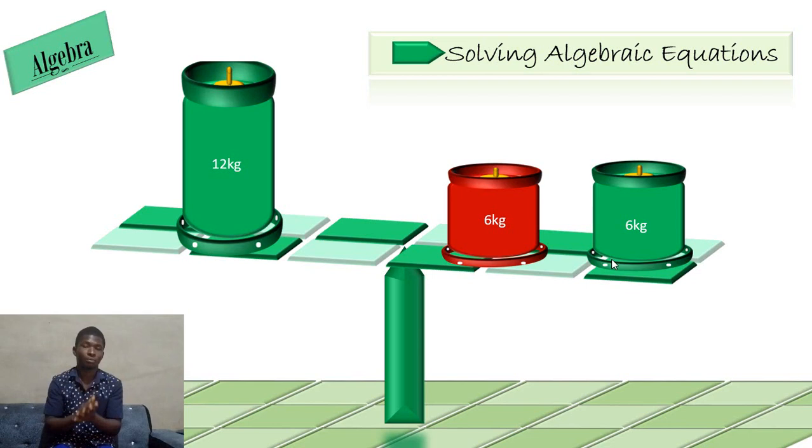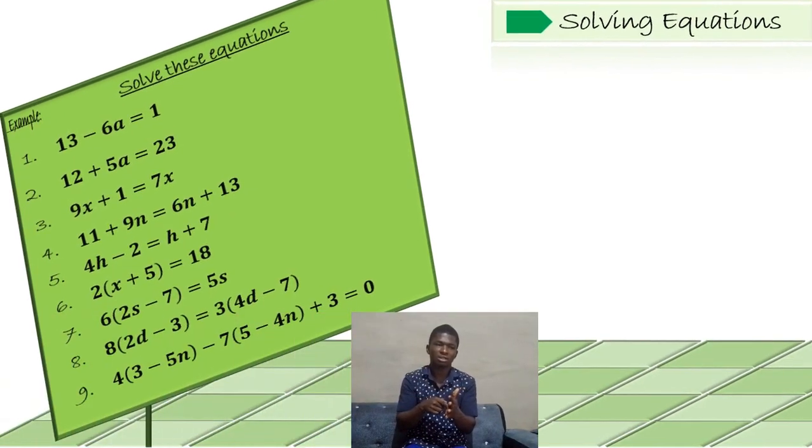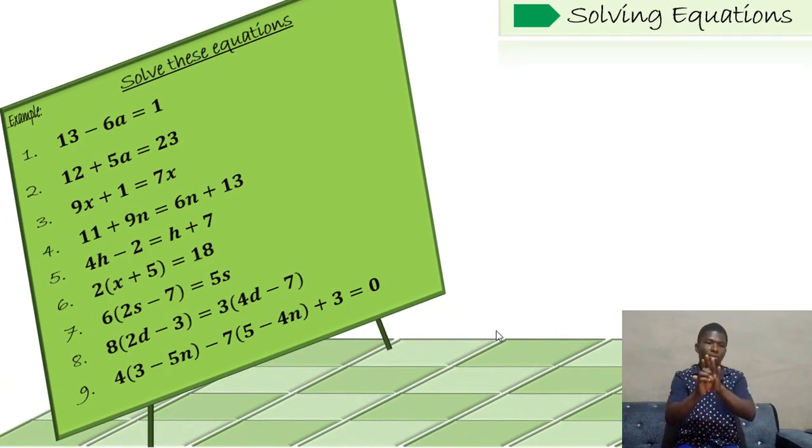Okay, so that's just a kind of balance system, and that's the system we're going to be using in solving this algebraic equation. So we're going to be bringing some things from one side to the other side, and vice versa. So, looking at these following examples, considering example 1 to 9. Wow, that's a lot of examples.